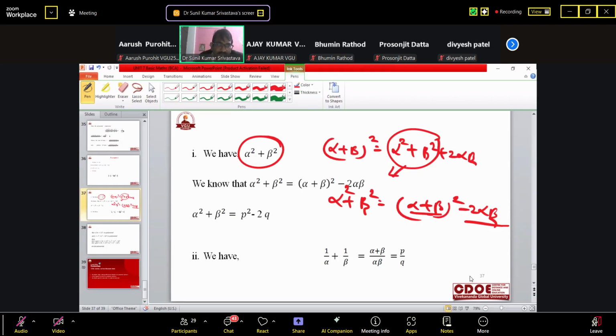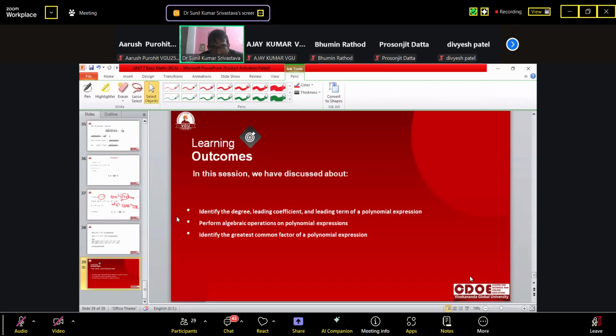Now finally, we come to the learning outcomes of the session. In this session, we have discussed how to identify the degree, leading coefficients and leading terms of polynomials, perform algebraic operations, and identify the greatest common factor of polynomial expressions. So this is our conclusion regarding our polynomials.